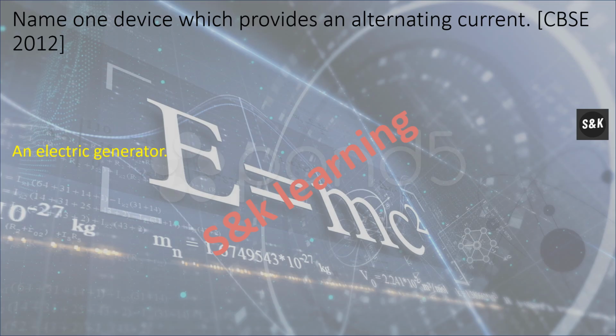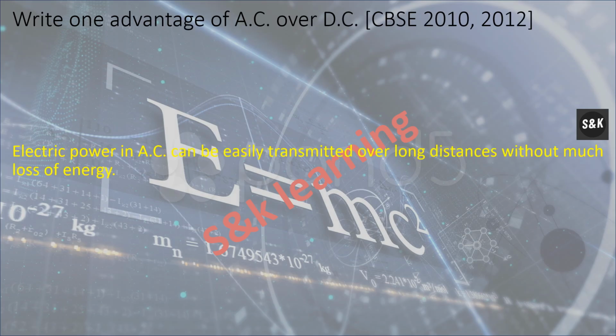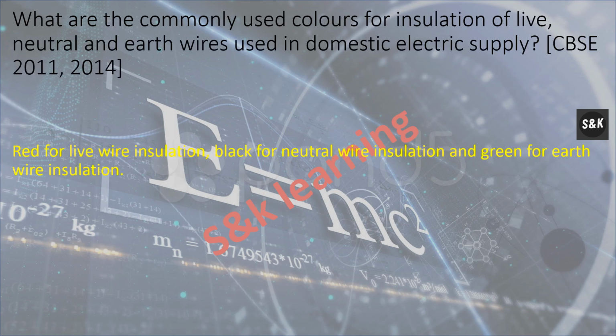Name one device that provides an alternating current: an electric generator. Write one advantage of AC over DC. Electric power in AC can be easily transmitted over long distances without much loss of energy.